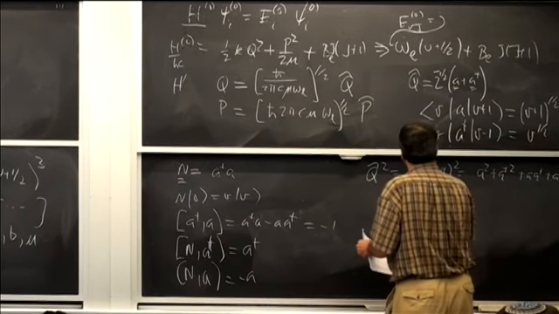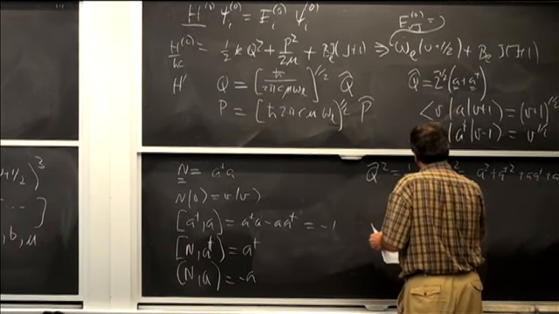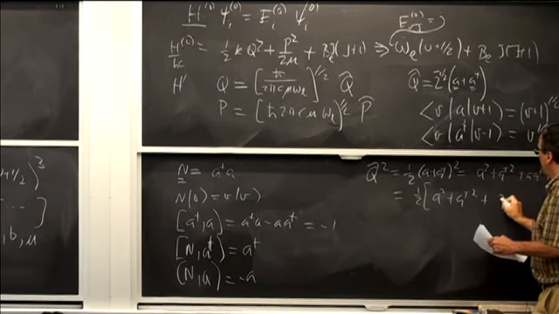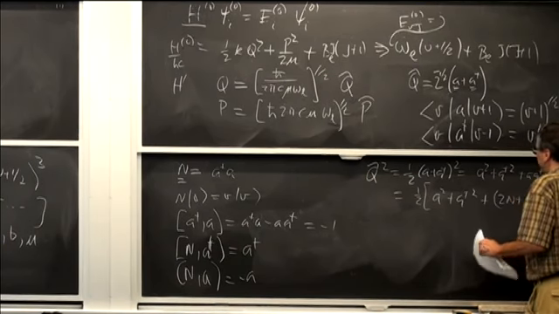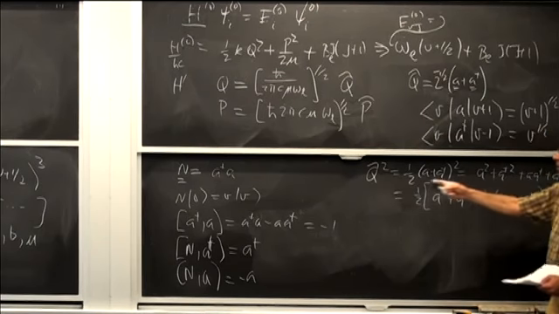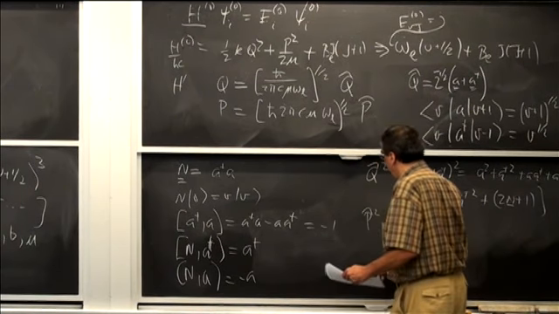And so we get 1/2 (a squared plus a dagger squared plus 2n plus 1). So this is the number operator. It's not a constant. If you multiply it on v plus 1, you get v plus 1, not v. Okay, so this is how you reduce a q squared. You can reduce p squared similarly. I'm not going to do it.